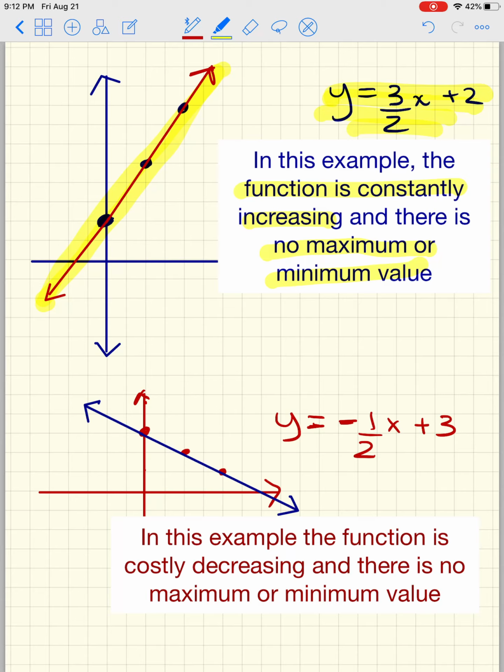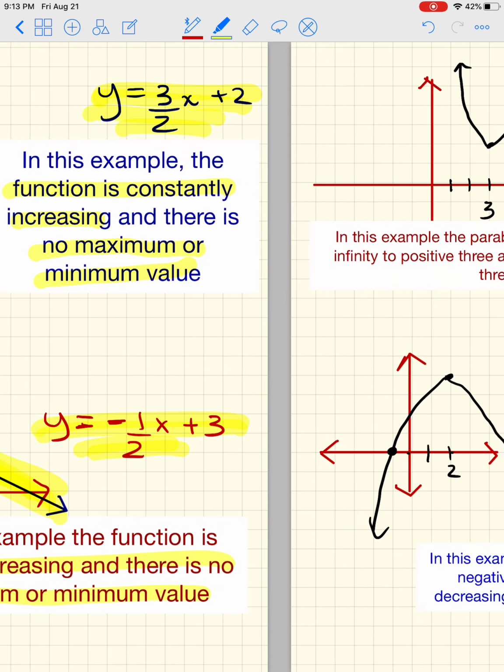Now, this function down here is y equals negative 1/2 x plus 3. This slope is negative. It means the function is constantly decreasing, and there is no maximum or minimum value. This function is constantly decreasing, okay? You guys see that? And there's no maximum or minimum point. So this slope is positive and this slope is negative.